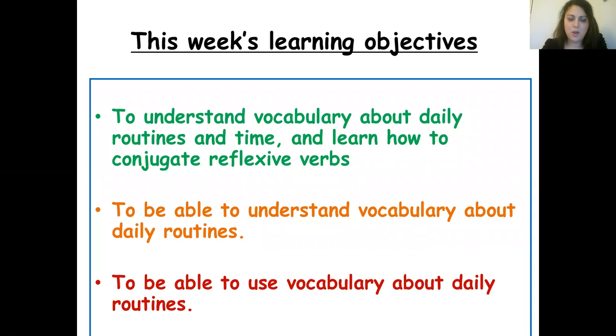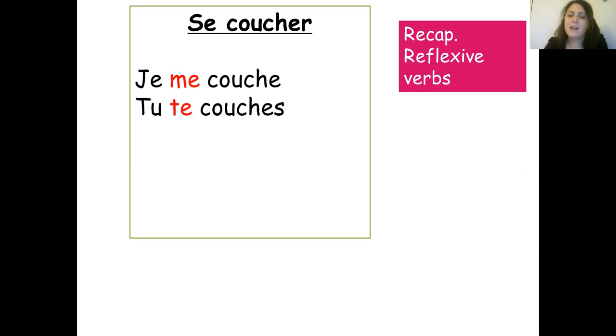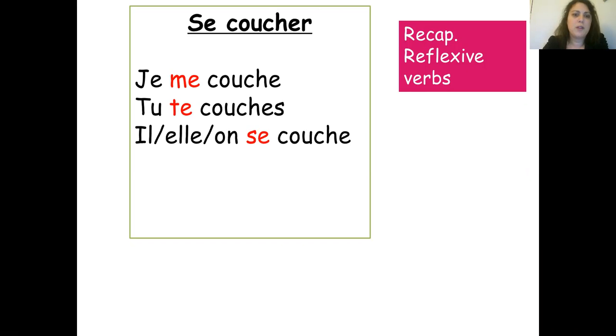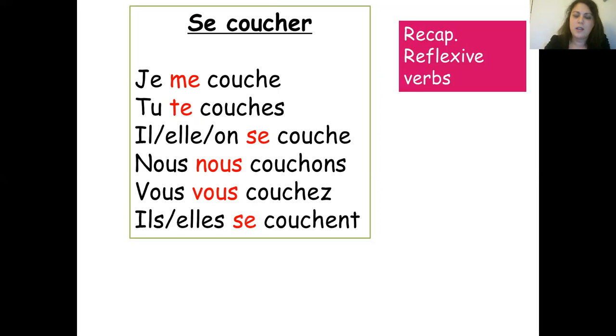Okay. So we are continuing with the vocabulary on daily routine and time and looking a little bit more at reflexive verbs for this lesson. Okay. So, se coucher is a reflexive verb. Remember, je me couche. I put myself to bed. Tu te couches, the pronoun here. Elle se couche, nous nous couchons, vous vous couchez, il se couche. You've got in red the reflexive pronoun that goes before the verb. And otherwise, the conjugation of an ER verb, coucher, will be the exact same one. Okay.